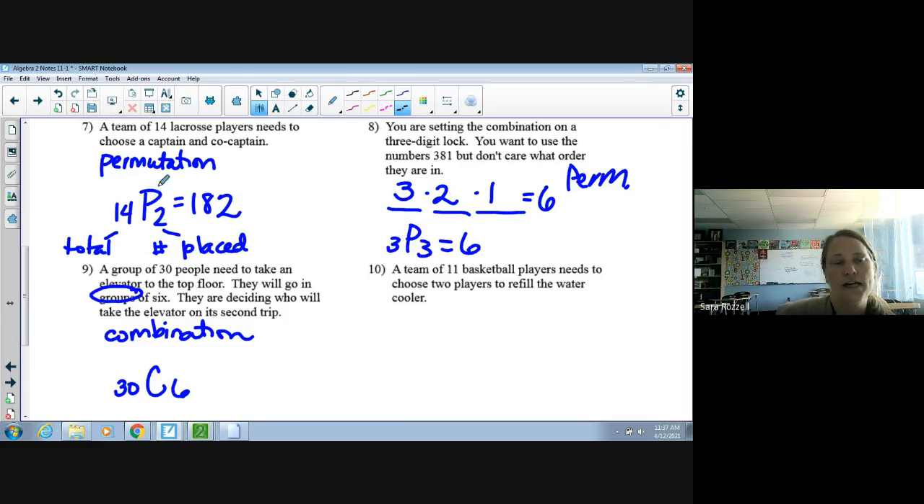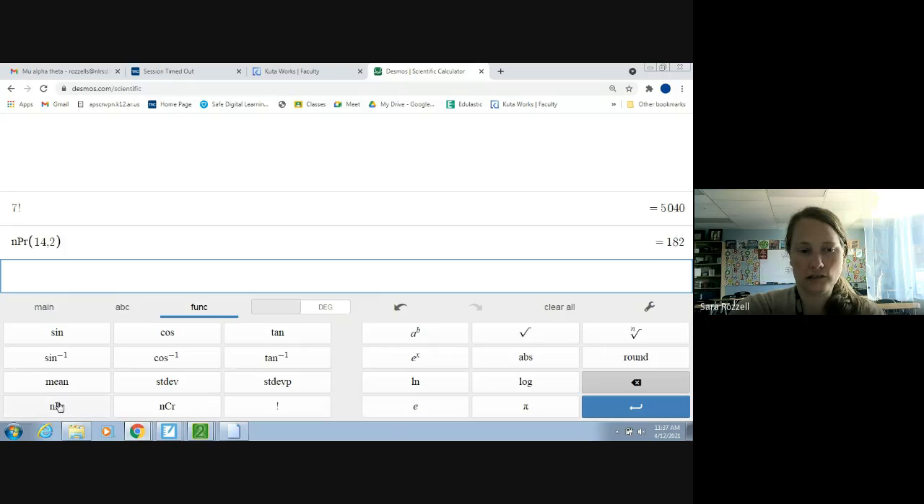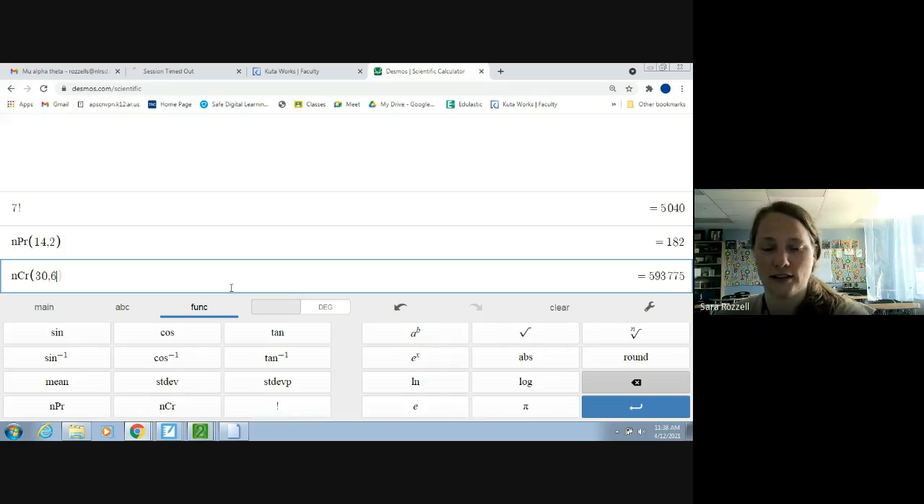So when I do the P's, I always think about placing in a specific order, and C's, I always say choose a group. So 30 C 6, I can do that on Desmos. Click the nCr, 30, comma, 6. Oh my goodness, that's huge. So there are 593,775 ways. All right, so 593,775.